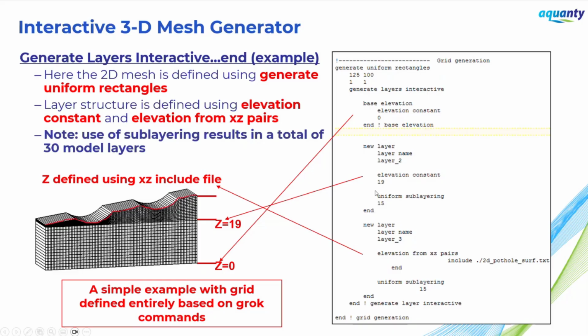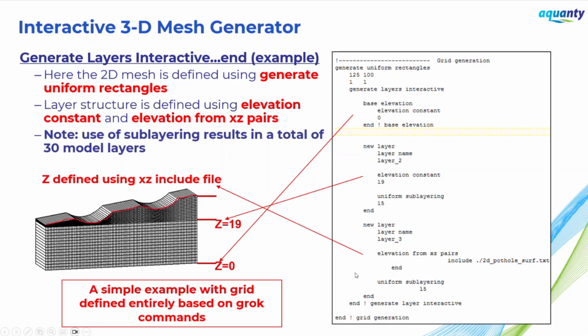So here we're defining an elevation constant of 19. We're also using a command uniform sublayering, which automatically just takes that new quote-unquote layer and subdivides it into 15 sublayers. Now, in the grand scheme of things, this sublayering term is just a term of convenience. Really, we just have, at this point, 15 layers, okay? So at the end of the thing here, when we have another 15 sublayers applied here, the end result is just 30 layers. It's not 2 layers with 30 sublayers. We just have 30 layers.